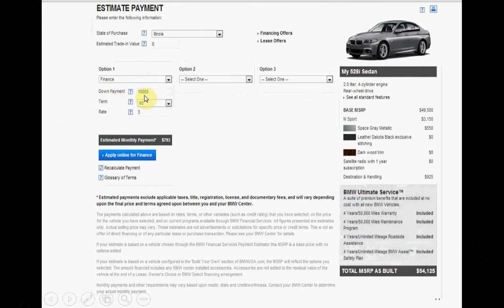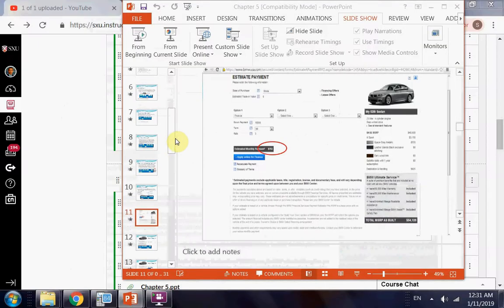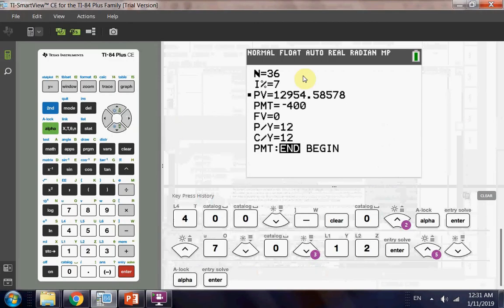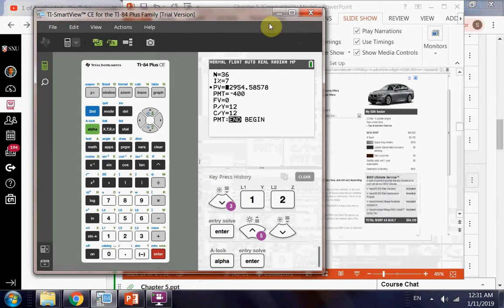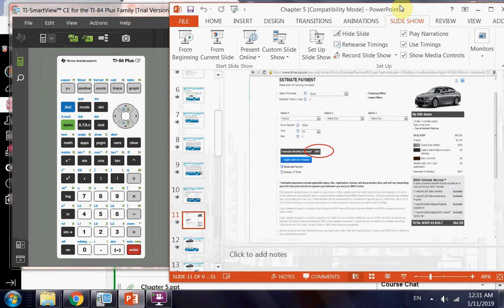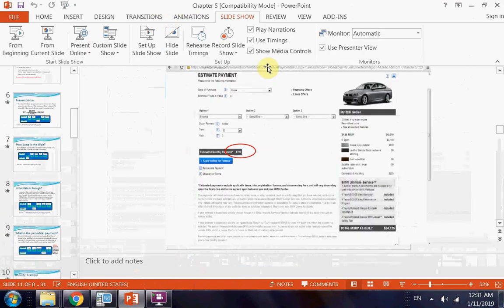You are going to make a $10,000 down payment. Alright, and then you have 60 months to finance the car, and your annual rate is 3%. Okay, so you are going to solve for payment as I want you to verify this payment number. Okay, so you turn on your calculator again. So you're gonna define all the numbers here. So let me do this.